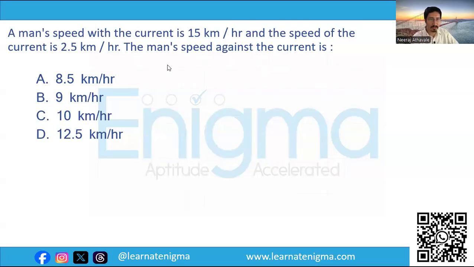A man's speed with the current is 15 kilometers per hour and the speed of the current is 2.5 kilometers per hour. The man's speed against the current is. Now we need to know the basics of boats and streams topic.